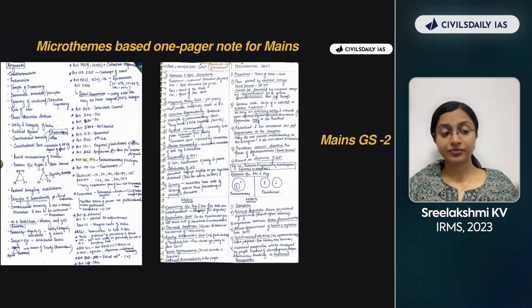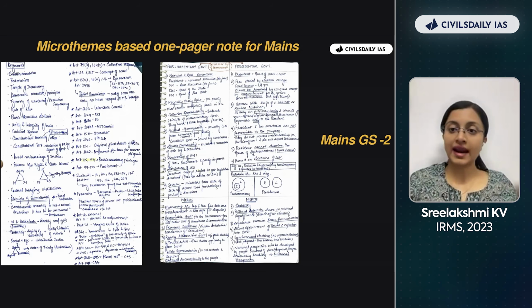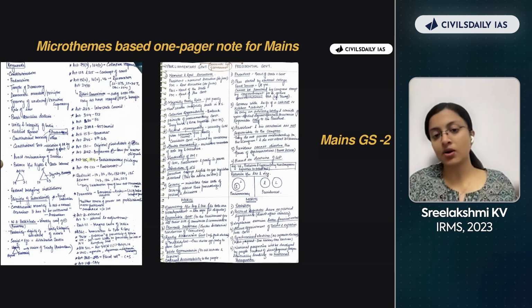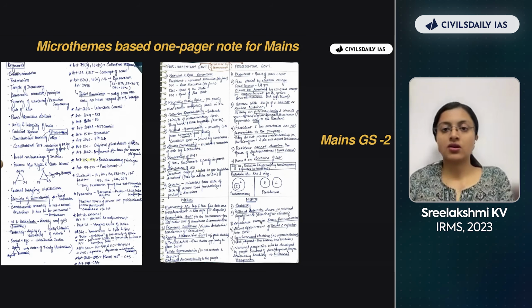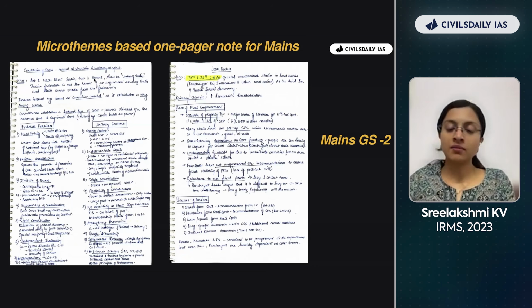Then UPSC goes one step ahead of analyzing parliamentary government and presidential government. So merits and demerits are important. So I've added merits and demerits on the second page, right? Again, another important micro theme.